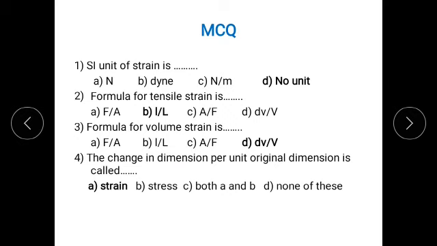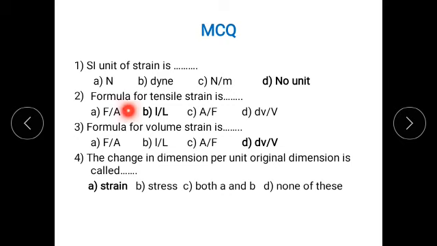Then we solve some multiple choice questions on these points. First question: the SI unit of strain is. Option A is Newton, option B is dyne, option C is Newton per meter, and option D is no unit. As we know, strain is the ratio of two similar quantities. The formula for strain is change in dimensions per unit original dimensions, and it is the ratio of two similar quantities, and therefore it has no unit. Therefore, the correct option is D, no unit.